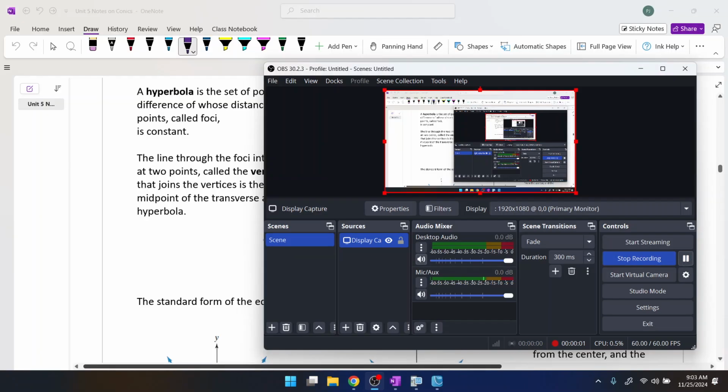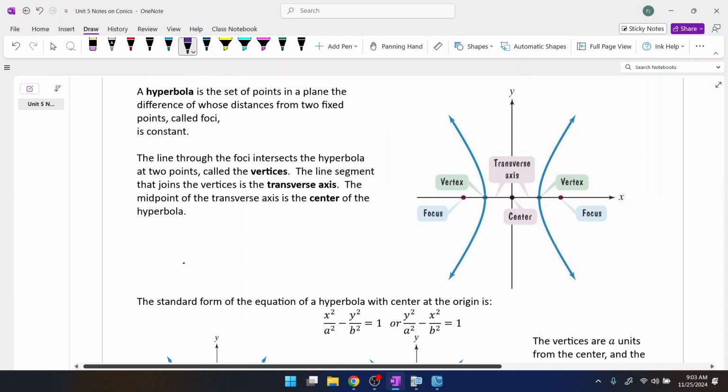So who knows what will happen here. A hyperbola is simply going to be the set of points in a plane, the difference of whose distances from 2 fixed points called foci is constant. So in other words, a hyperbola is going to be somewhat similar to an ellipse in ways. There's going to be vertex points. You're going to have a center. Right now we're going to focus on centering it at the origin.